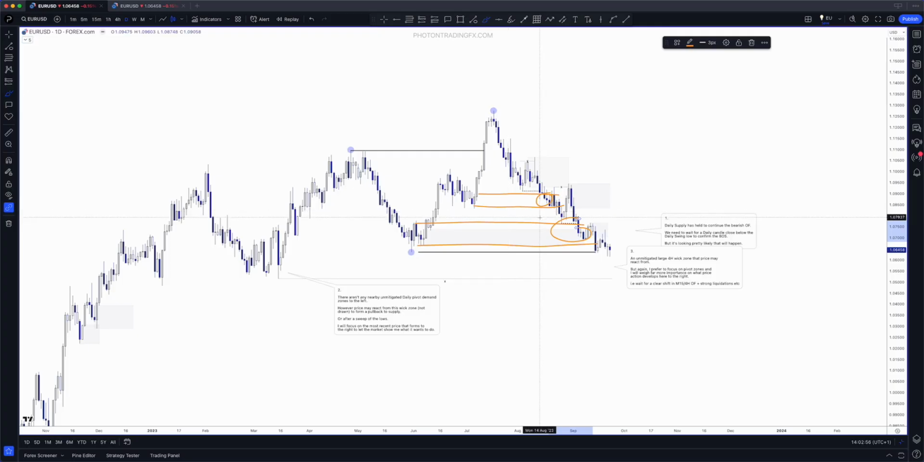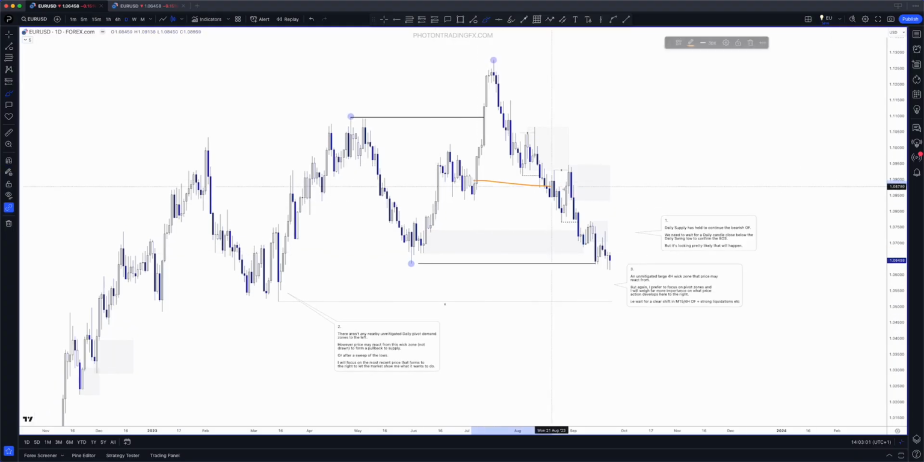Try not to overthink it too much and find the most perfect unmitigated zone, because sometimes the most perfect ones fail and sometimes the ones with slight mitigations give you a better reaction. Okay, so it is what it is. But yeah, hopefully that helps.